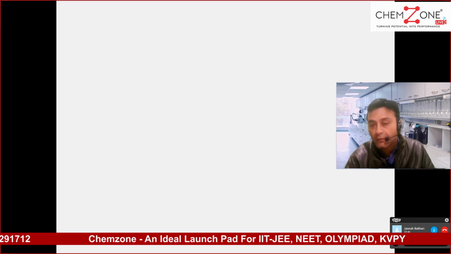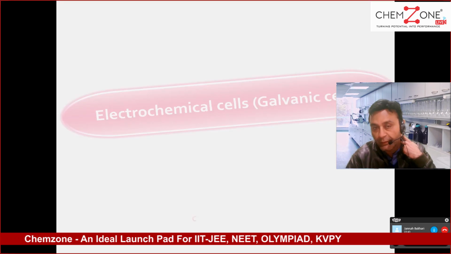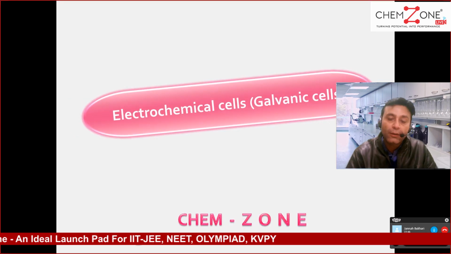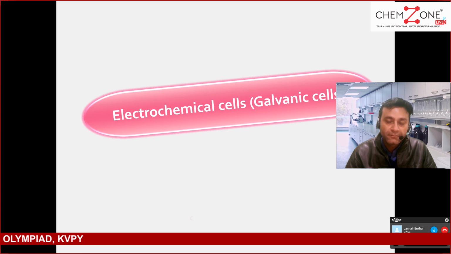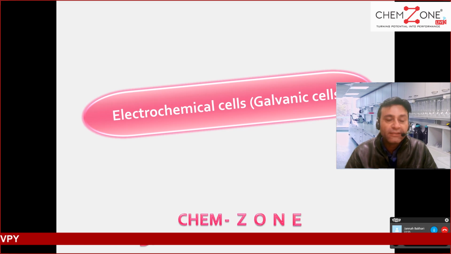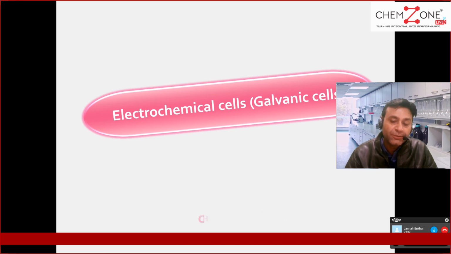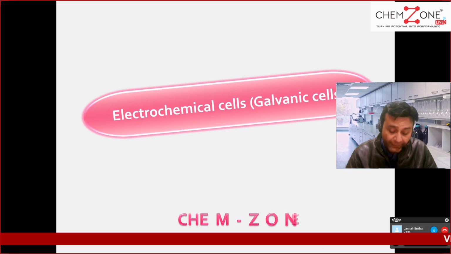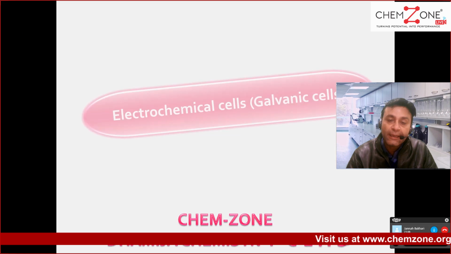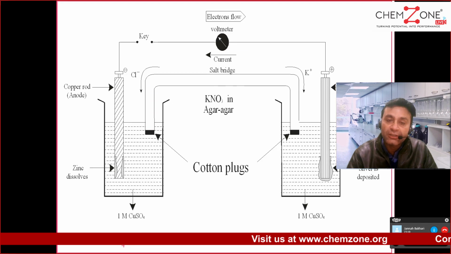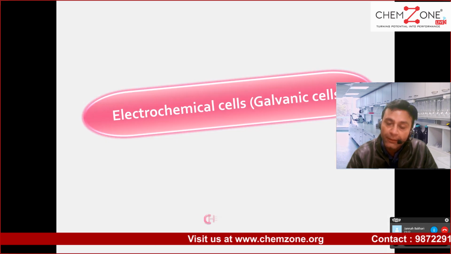I'm starting with another topic of this chapter. It is known as the chemical cell, also called a galvanic cell. Do you know something about this electrochemical cell or galvanic cell? Okay. Have you ever seen battery cells? They convert chemical energy into electrical energy. That device, that cell, which converts chemical energy into electrical energy, is called an electrochemical cell.